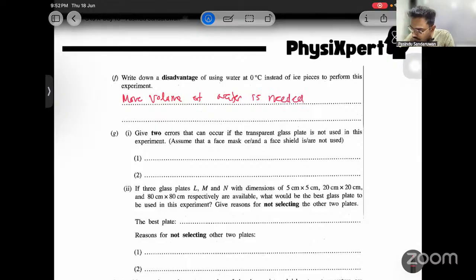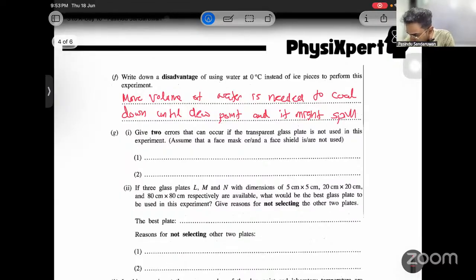More volume of water is needed to cool down until the dew point, and it might spill out from the calorimeter if the volume is too high.